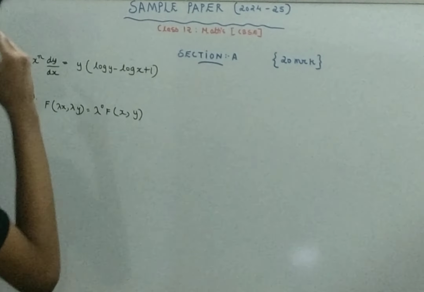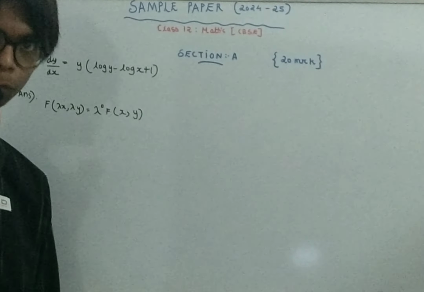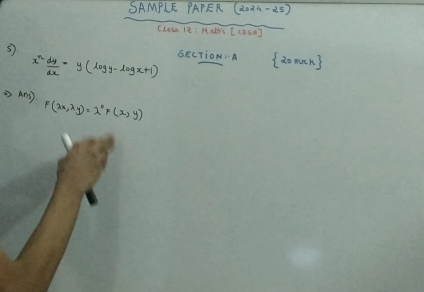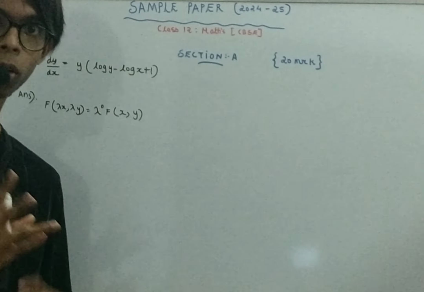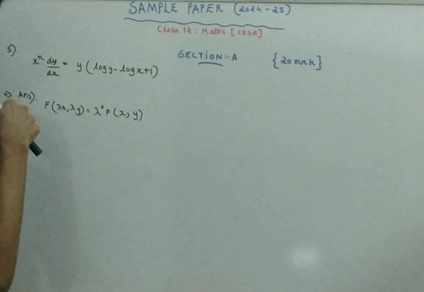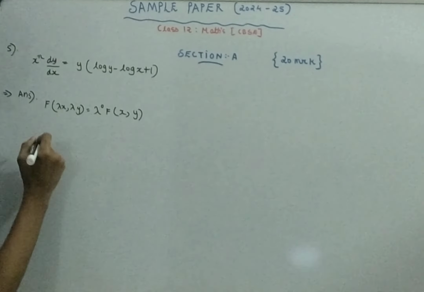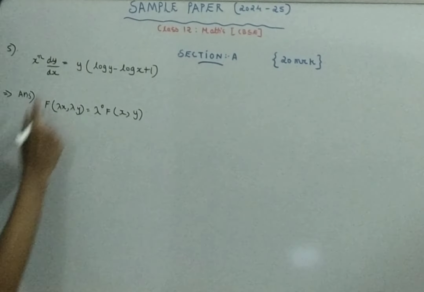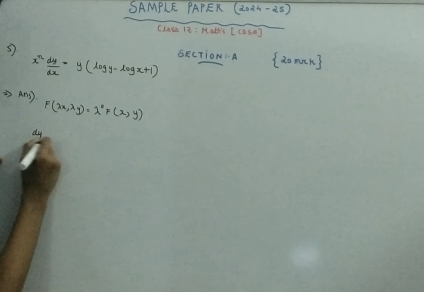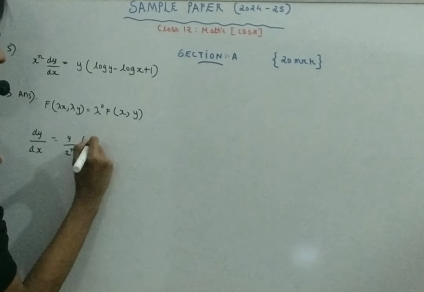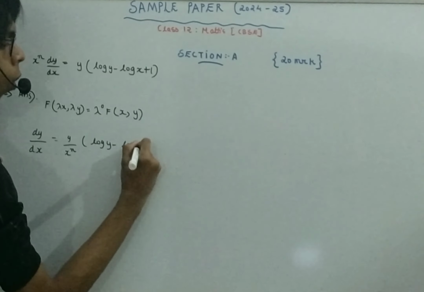Now if you see, a homogeneous differential equation means the powers of x and y should be the same. Now dy by dx is equal to y into log y minus log x plus 1. So first of all, let us bring this x raised to n towards the RHS. So we can write dy by dx is equal to y by x raised to n into log y minus log x plus 1.